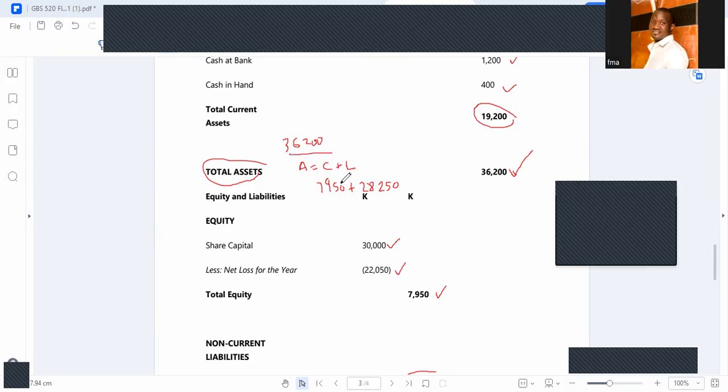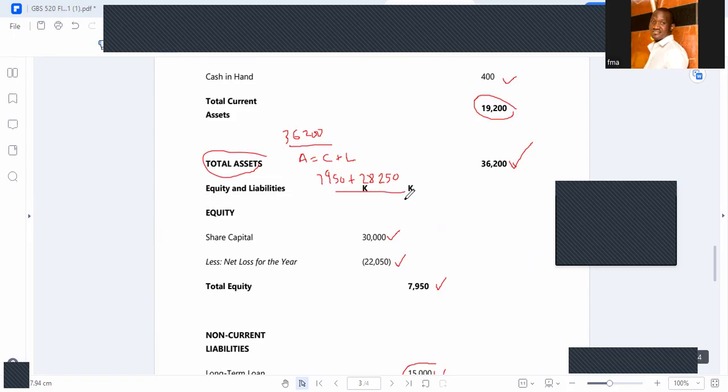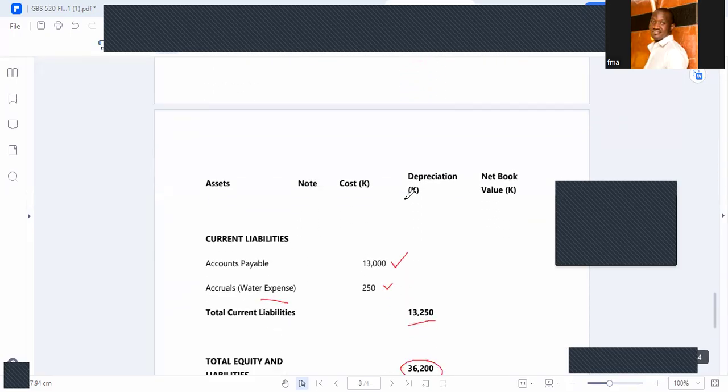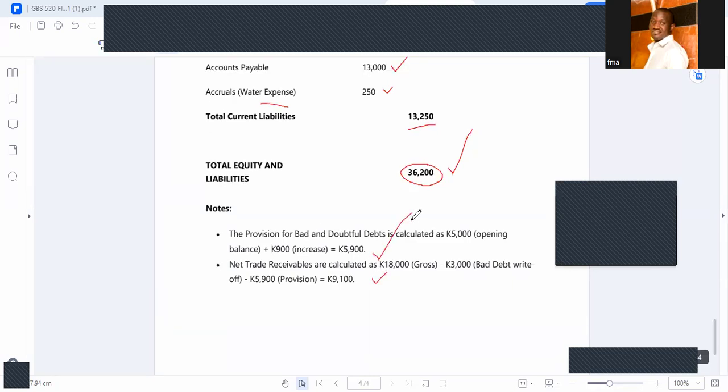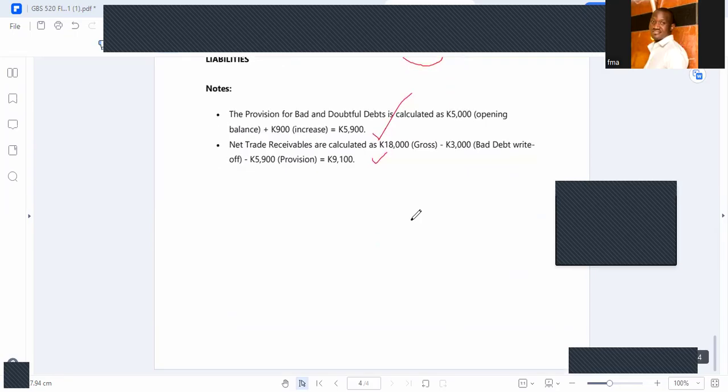The goodness with accounting is that all entries will give you a double allocation. So this amount here will balance with this amount. So the calculations here, I put the note. Provision for doubtful debts is this. Debt receivables is this. Okay. So I think that is that. Is that clear? So we end here.